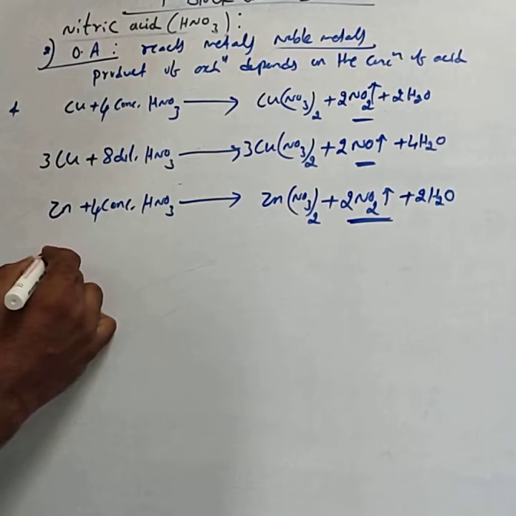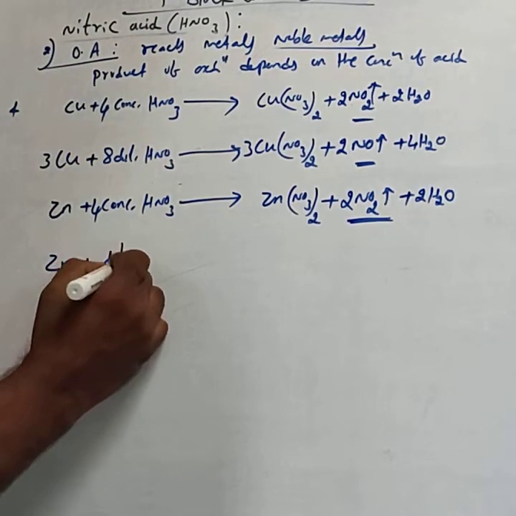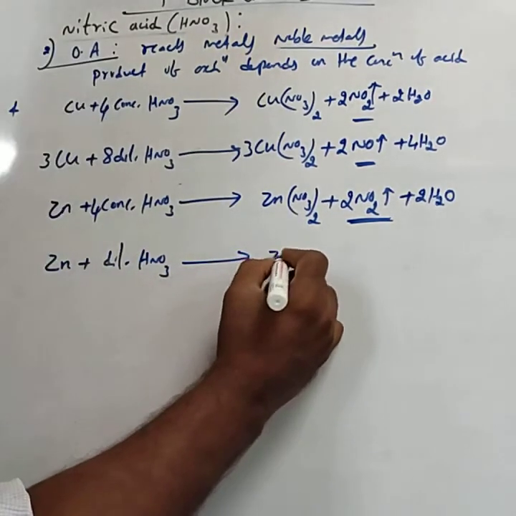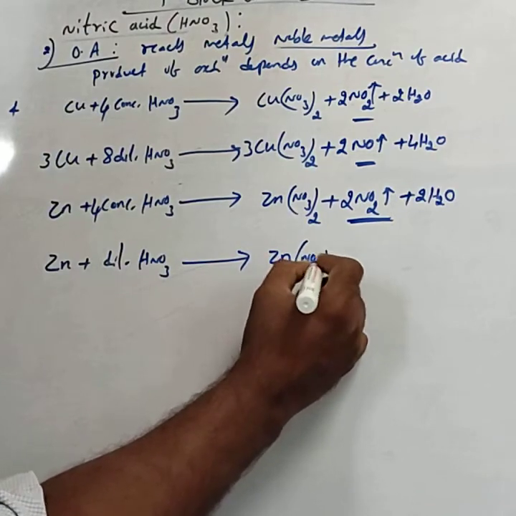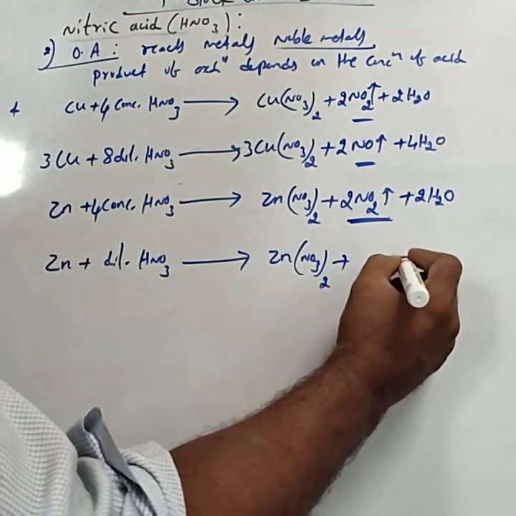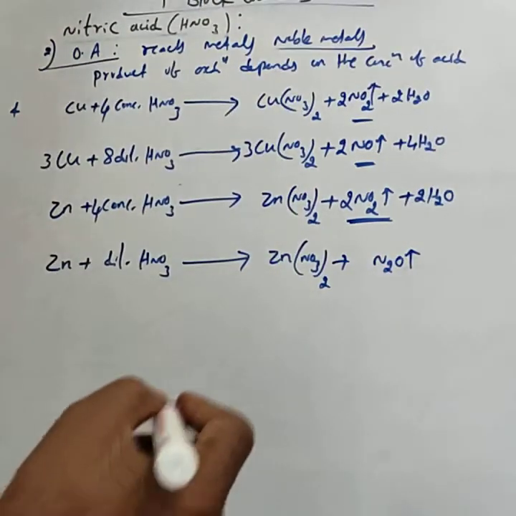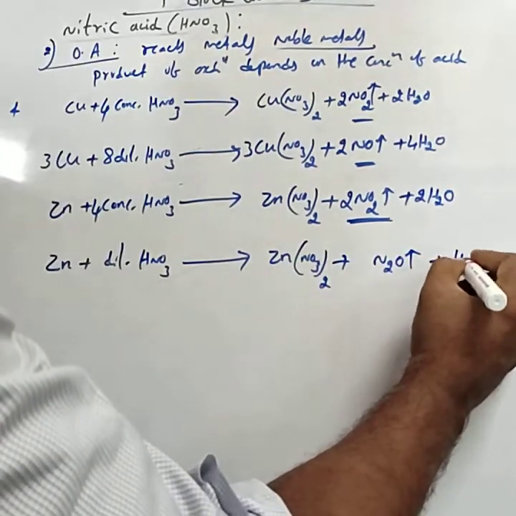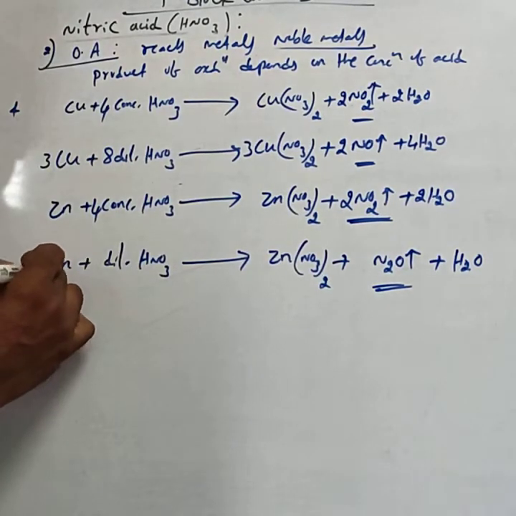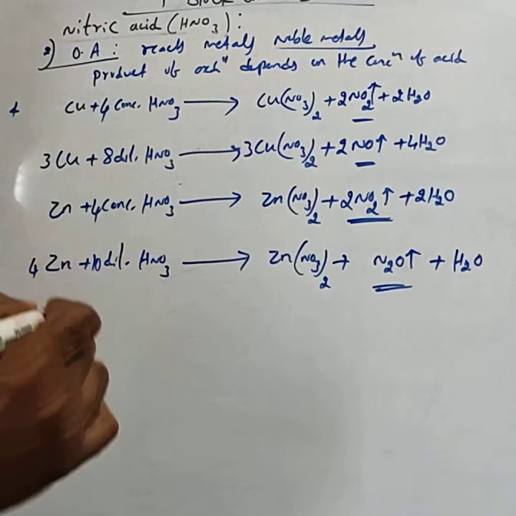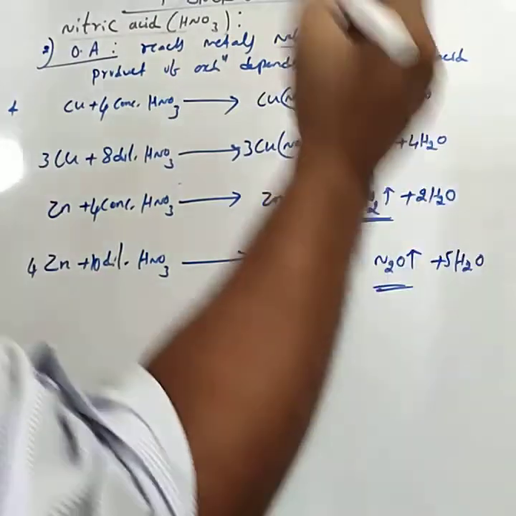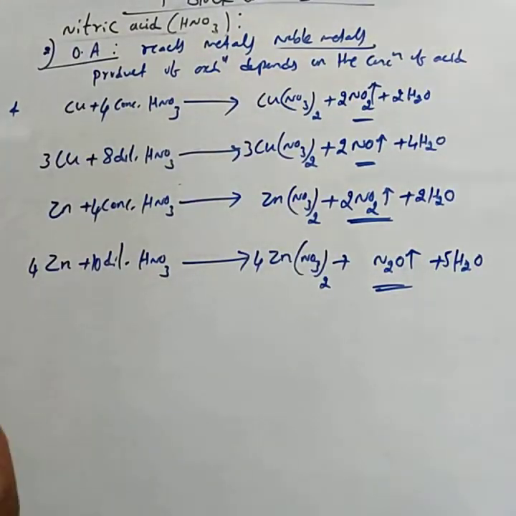Take dilute HNO3, zinc treated with dilute nitric acid. Then the product is again zinc nitrate. Dilute HNO3 also oxidizes zinc into zinc nitrate, but the gas evolved is nitrous oxide, N2O, and water. To balance this equation, 10HNO3, 4 Zn(NO3)2, N2O and 5H2O. Balance it, otherwise you will not get the marks.